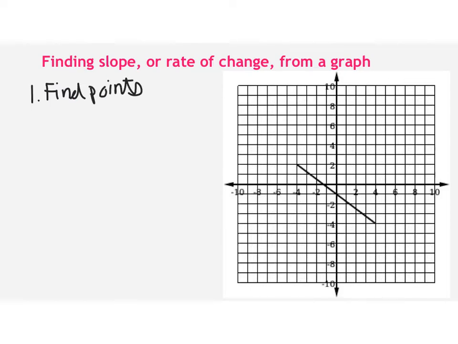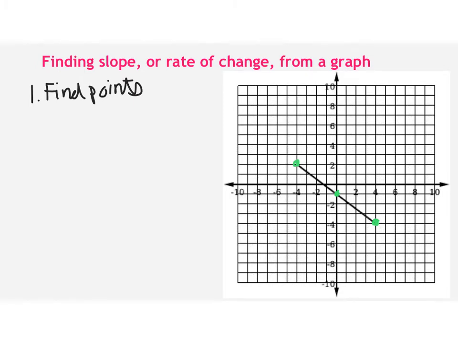Okay, and I would say just find as many as you can. So we want to make sure that they cross at corners. So I see one here, I see another one here, and I see another one here. Okay, that doesn't mean that's where my line ends. It just means that that's all that they gave me.